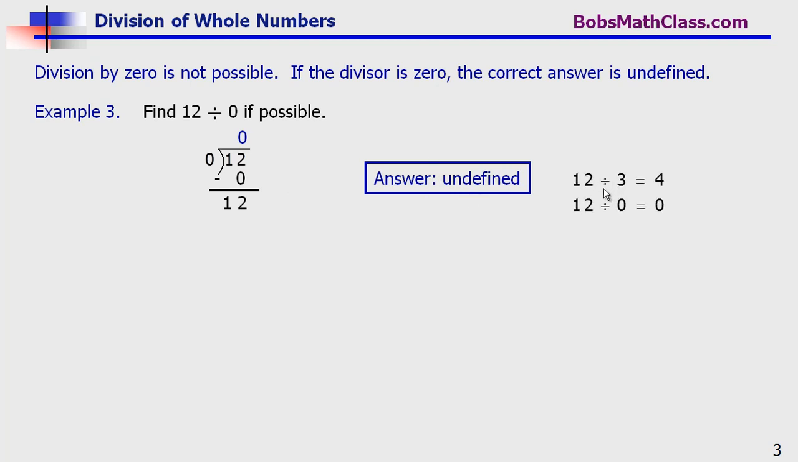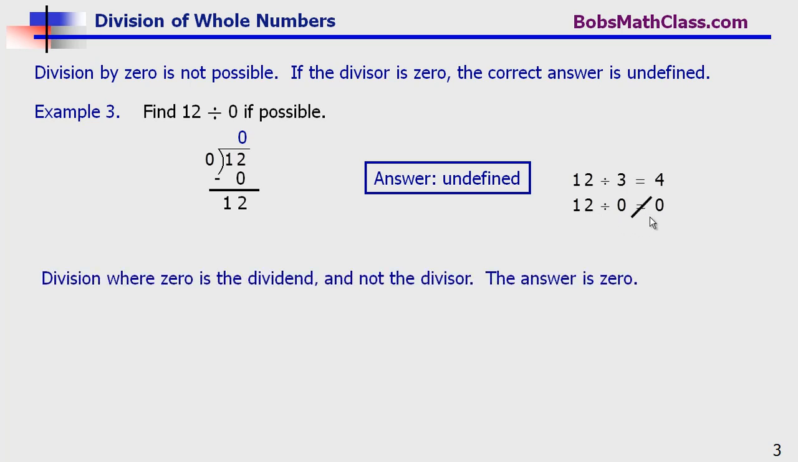Also, remember we were talking about the related multiplication sentence. We talked about 12 divided by 3 is equal to 4, right? Multiply 3 times 4, you get 12. If you put an answer of 0 for 12 divided by 0, if you multiply these two numbers, do you get the first number? No way, right? So you cannot put 0. You have to write undefined. Okay, so this problem was if 0 is the divisor.